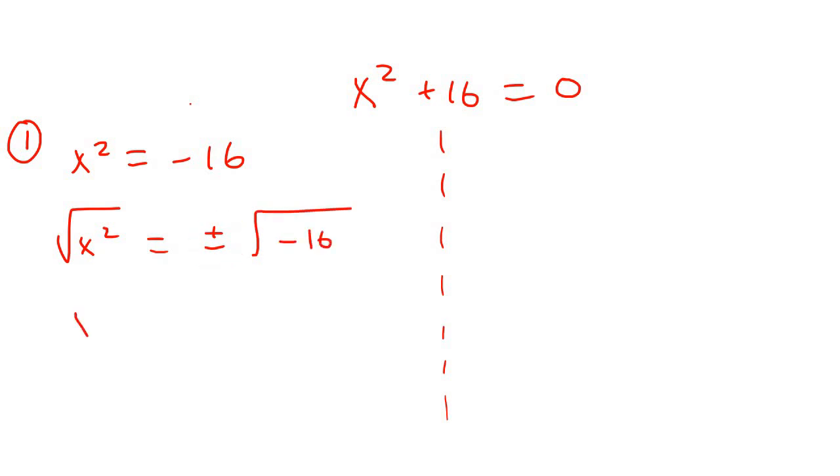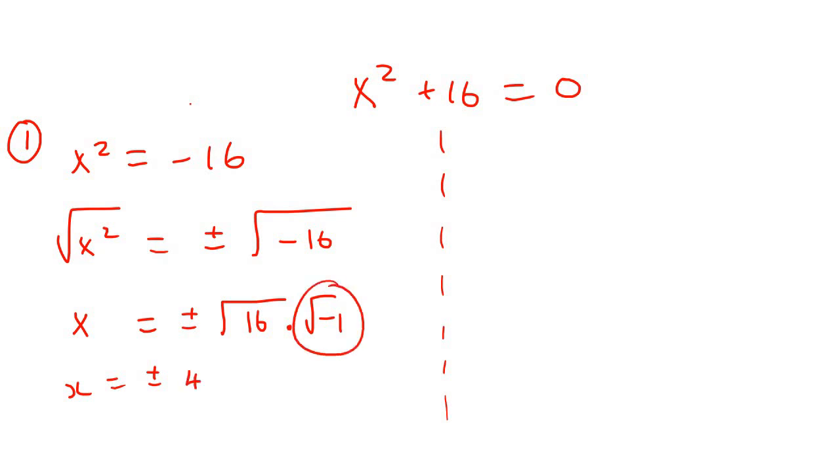And so on the left, you're just going to end up with x. And on the right, you're going to get an error if you try to type that on your calculator, because you cannot take the square root of a negative number. So what you do is you rewrite it as that and that. And then all of a sudden, we know that the square root of 16 is 4, and the square root of -1 is called i. So you're just going to do that. And there's your two answers, positive 4i and negative 4i.